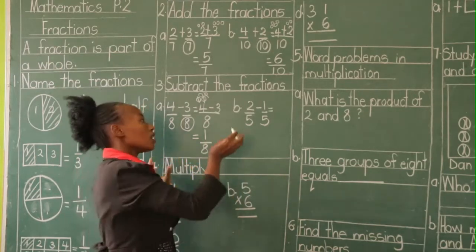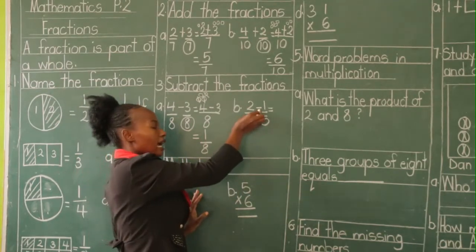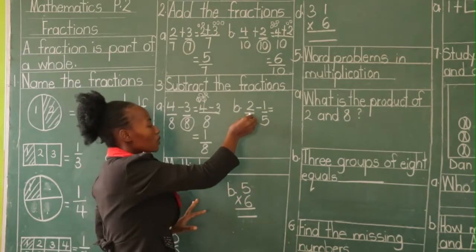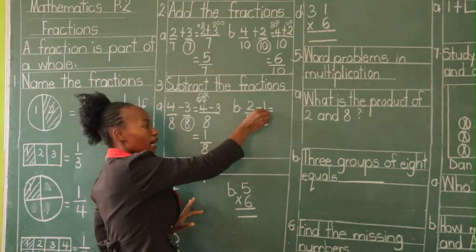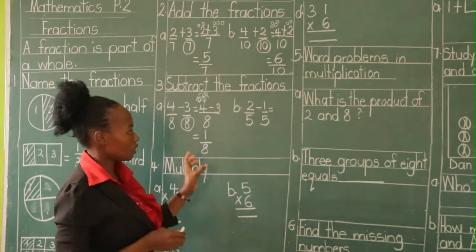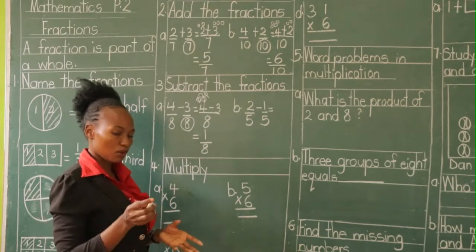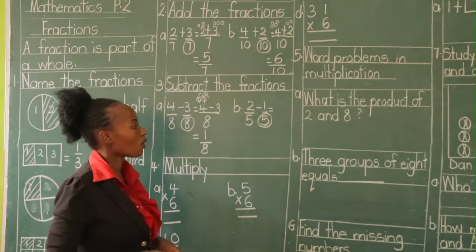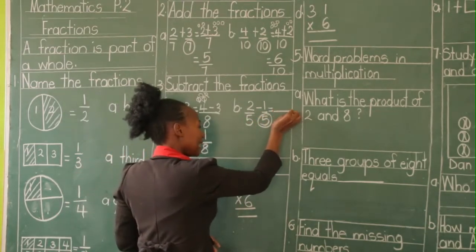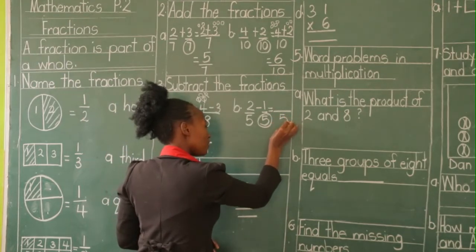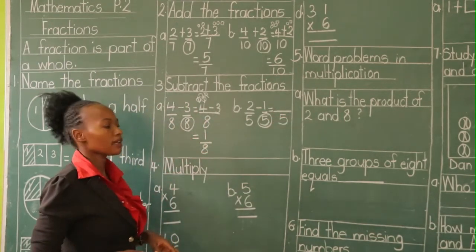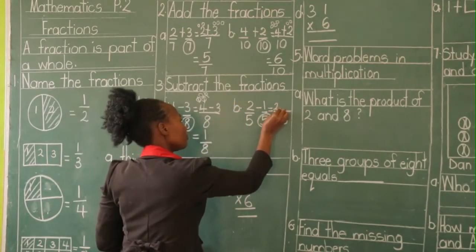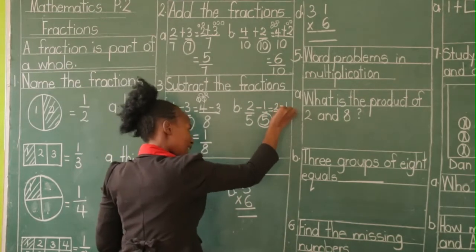We have 2 out of 5, take away 1 out of 5. See the denominators, they are the same. We are going to circle 1, which we are going to be moving with. I circle 1. Then I put my sweeping line, my number which I'm going to be moving with so that I don't forget it. Then I get the numbers up, which is 2, take away 1.